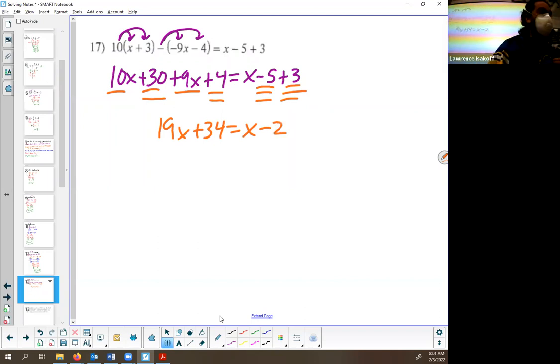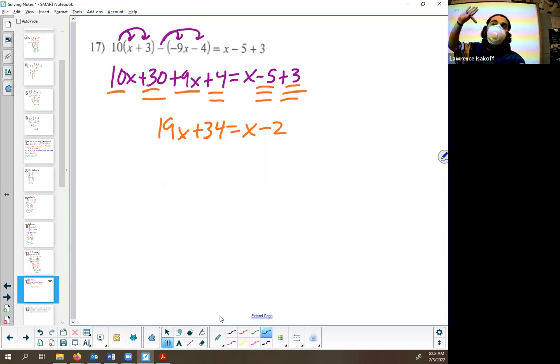Wow, a lot happening here, right? Let's work on getting our variables on one side. So how do we want to get my x's on the same side? So are we subtracting 19x or are we subtracting x? Okay, I'm going to go with what you're saying. It does not matter. If you said I want to subtract 19x, you're still going to get the right result.